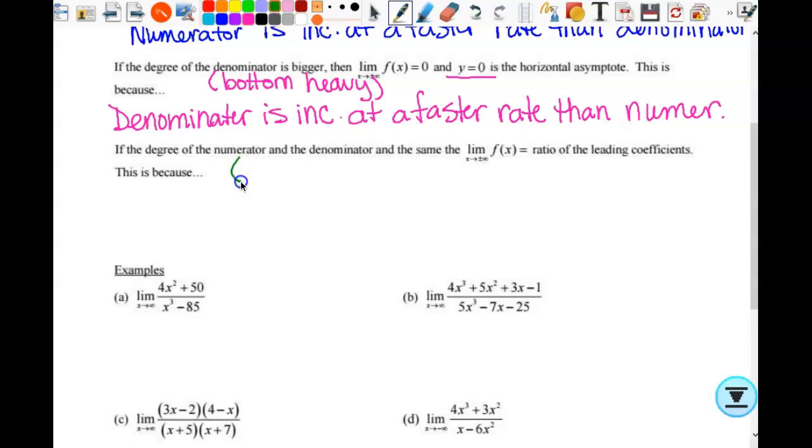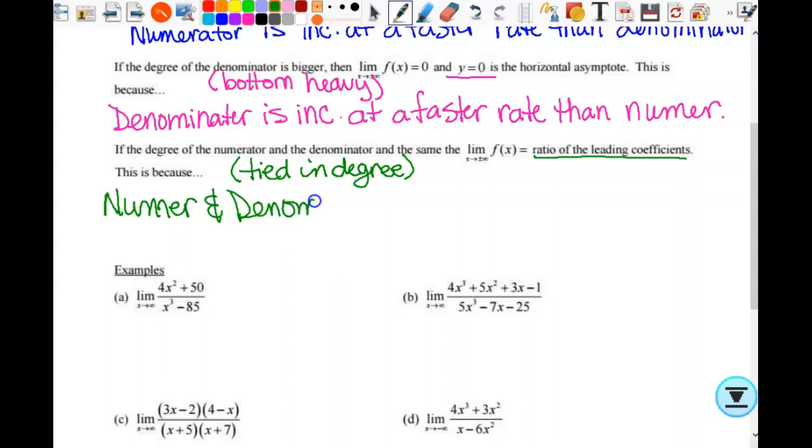Then we know if they're the same, we consider that tied in degree. And that one usually you remember. Top heavy, bottom heavy, you're like, oh, one of them was y equals 0, but I don't remember which one. Tied in degree, you usually remember that it's the ratio of the leading coefficients, no big deal. And that's because the numerator and denominator are increasing at the same rate. I'll say or decreasing. So numer and denom increasing at same rate. Okay.